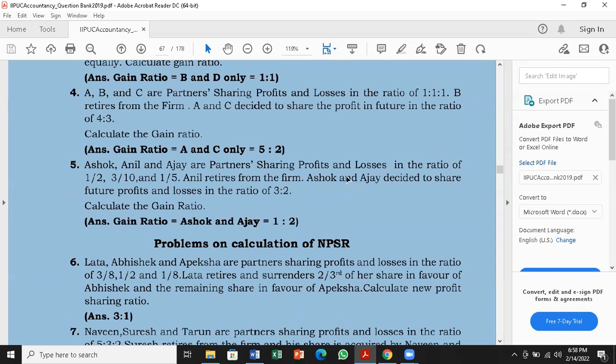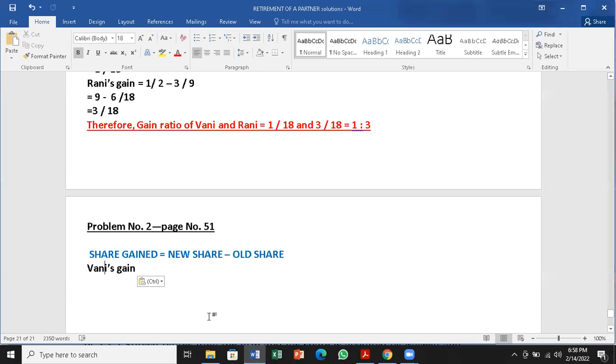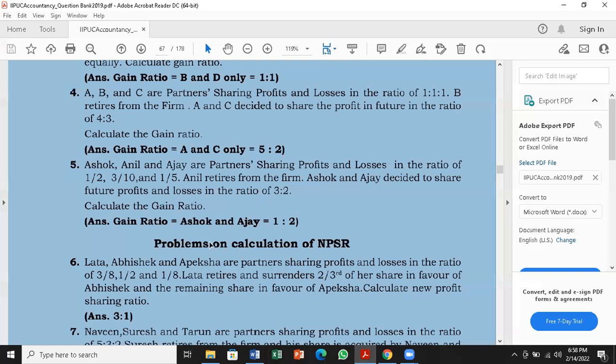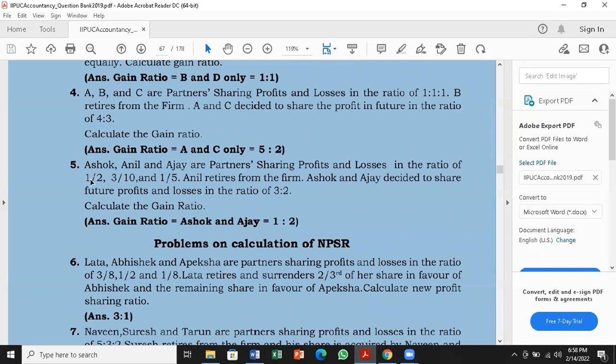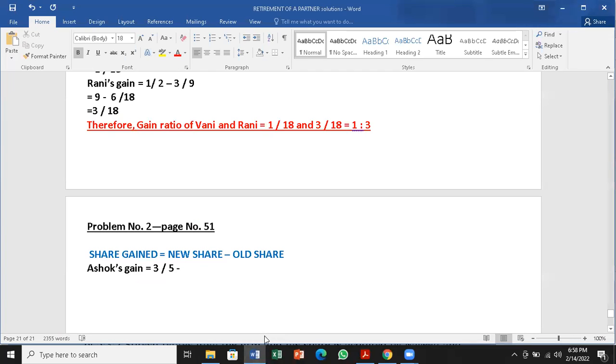So Anil is retiring. So we have to first go for Ashok. Ashok's gain is equal to, see the new share of Ashok and Ajay, 3:2. So 3:2 means 3 plus 2 is equal to 5. So 3 by 5 and 2 by 5. So new ratio 3 by 5 minus old share of Ashok, first partner, that is half, 1 by 2. So let us go for LCM again.